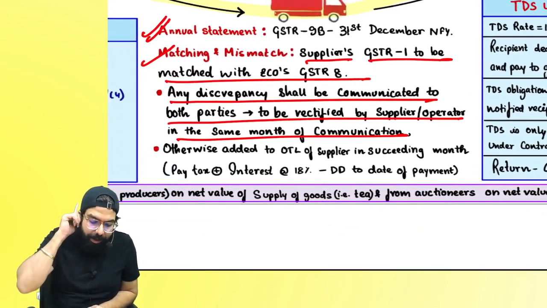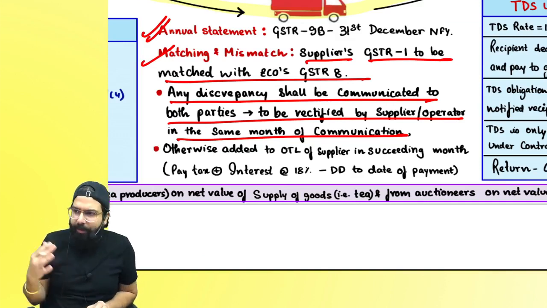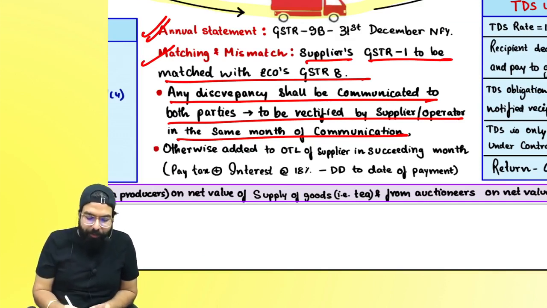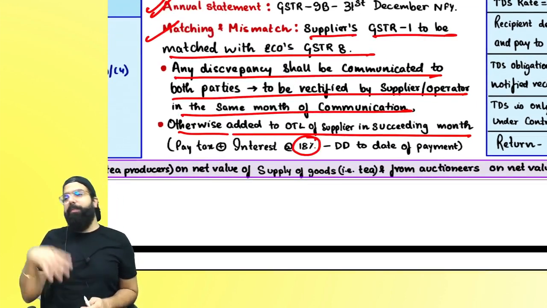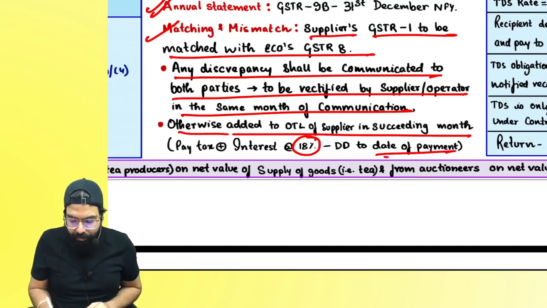Right, everyone? Any discrepancy will be communicated to you, and whoever has to rectify must do so in the same month. If you don't rectify, the amount will be added to your output tax liability along with interest from the date it was due till the date of payment.